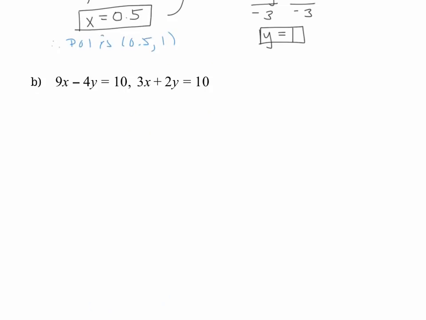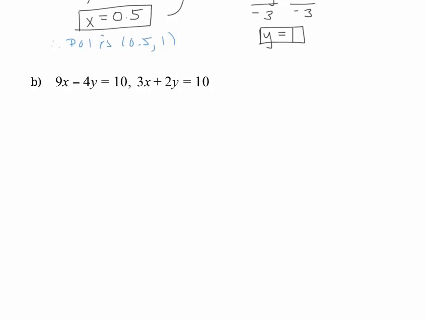Let's look at another example. So, substitution, if we were to do it, is not so easy here. It's not so easy to isolate for this x, this y, this x, this y. So this might be a good time to use elimination. This is the sort of reasoning that you can start to go through in your mind when you're coming up to questions like this.